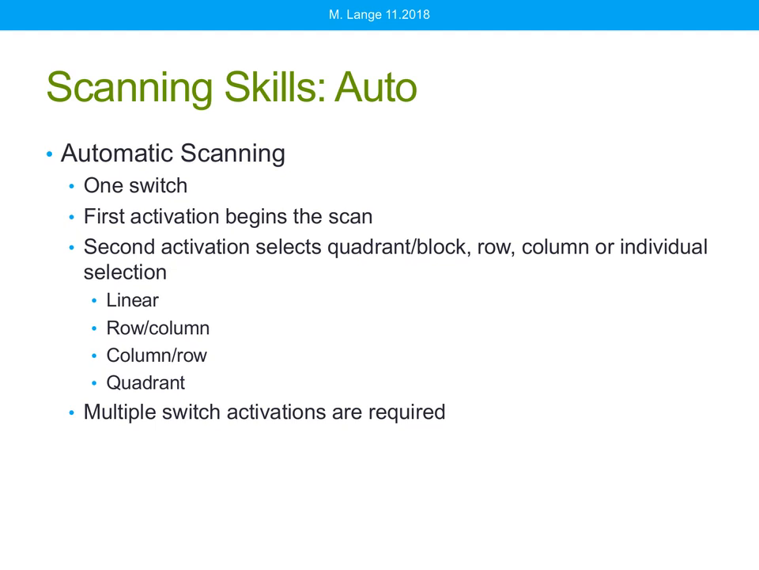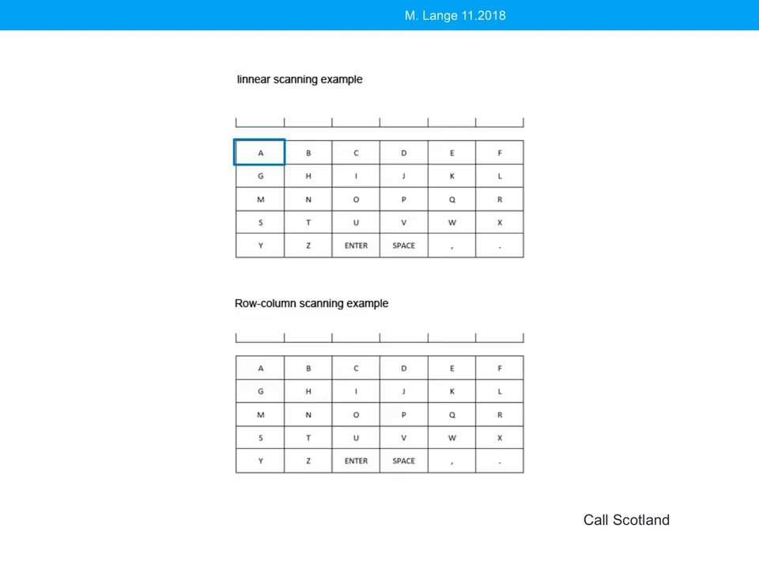Each person we work with is an individual and may respond better to one of these strategies than another. A child might start with something simple like a linear scan and then move on to other strategies as their selections increase. So let's take a look at this.